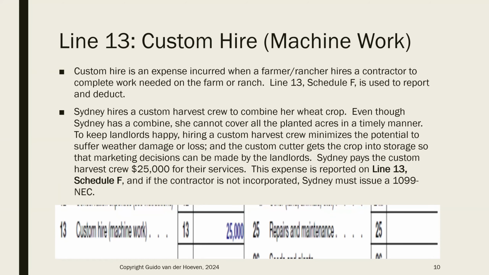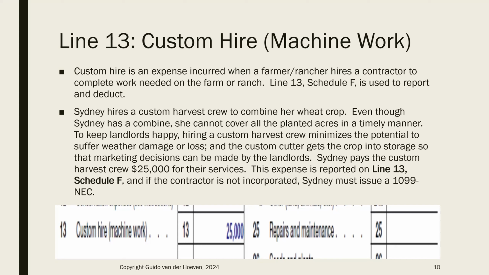So we talked last Monday again about custom hire and some of the stuff that folks did, and that was on the income side. There was a brief mention in one of my examples about what would happen on the custom hire side for the payor. Well, here's where we're really going to focus on the payor of these. So custom hire is defined to be an expense incurred when the farmer or rancher hires a contractor to complete work needed on the farm or ranch.